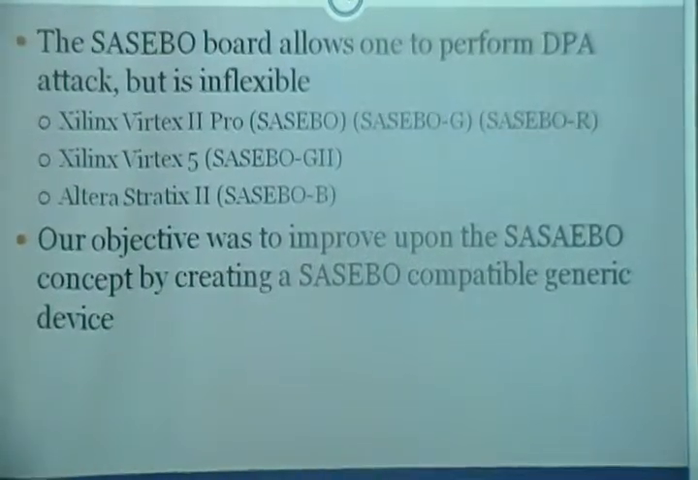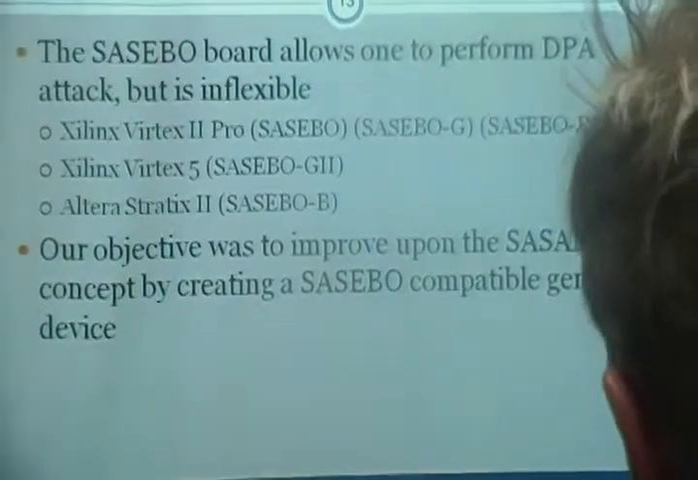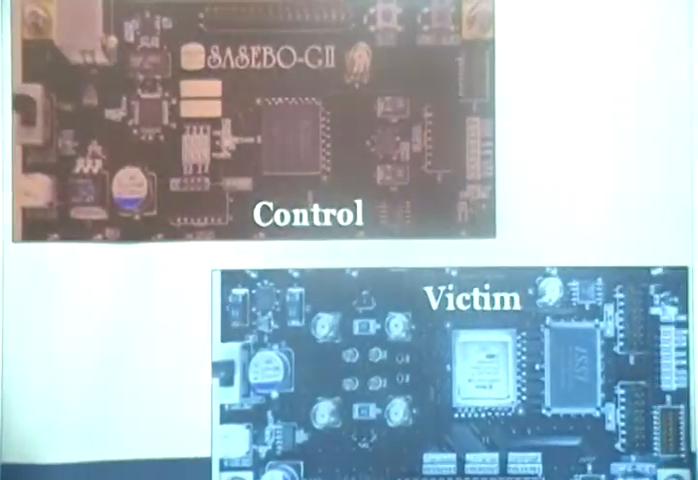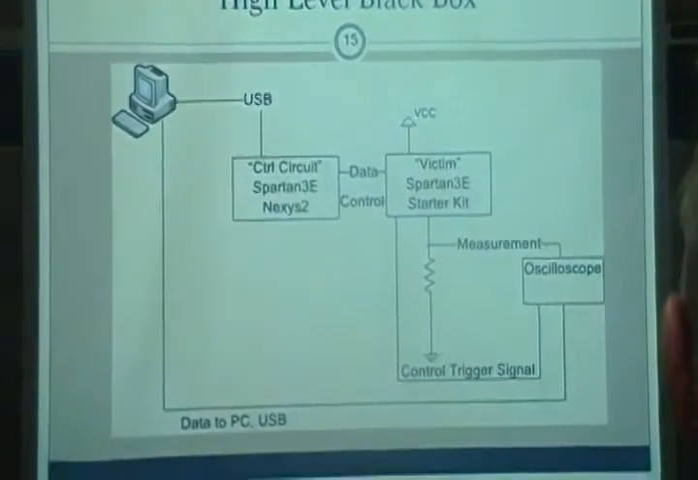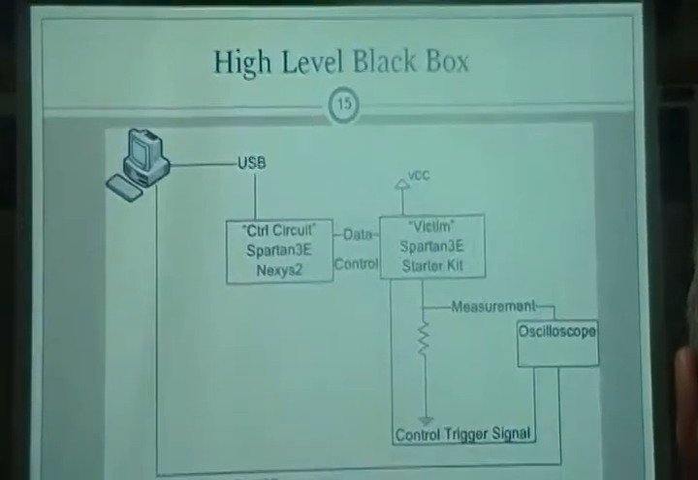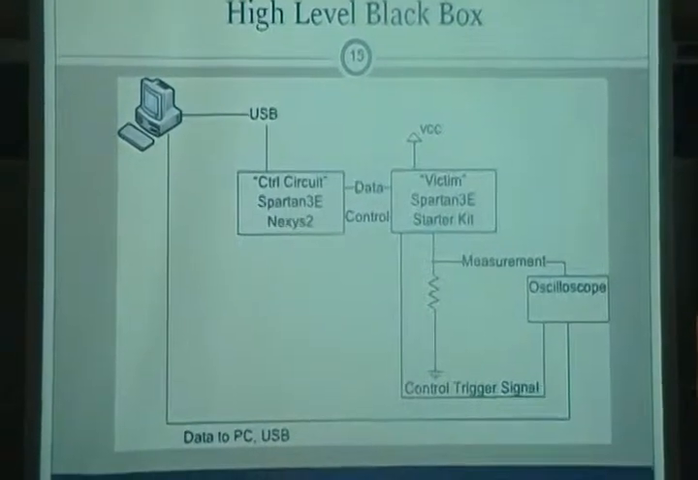Our objective was to improve upon Sasebo by making a Sasebo-compatible generic device, essentially splitting Sasebo into 2. To do this, we used 2 separate FPGA boards. A control board which handled communications between the PC and the victim, and a victim board which ran actual encryption.